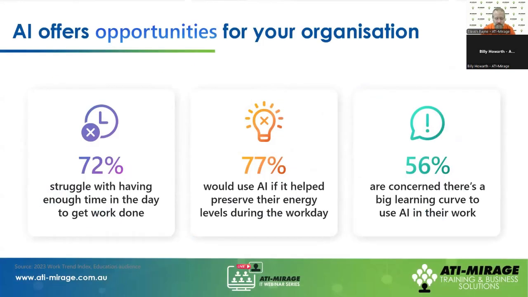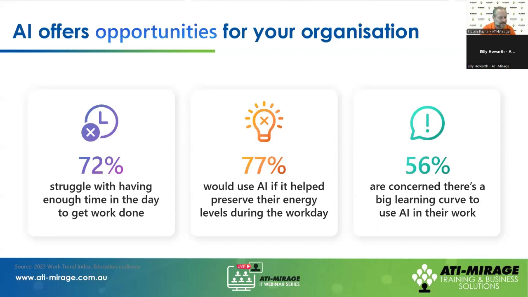This was some research that was done last year. 72% of people struggling to get their work done, 77% using AI, and 56% concerned there's a big learning curve to using AI. So there's definitely an appetite for AI in all sorts of different workplaces. And even if there isn't a policy at your work, there's definitely ways you can use AI.